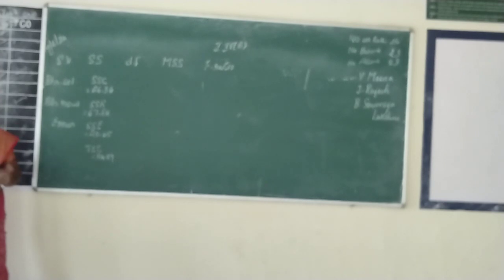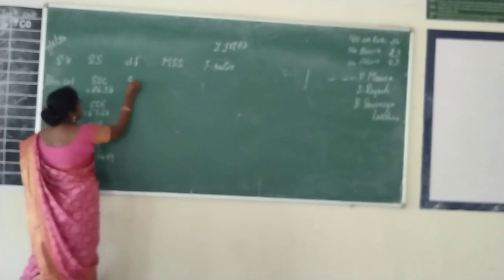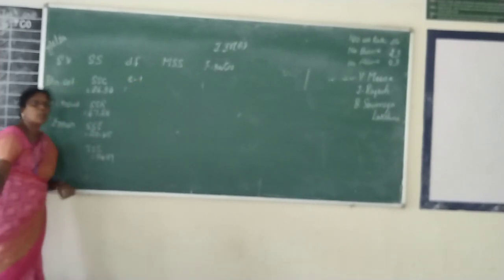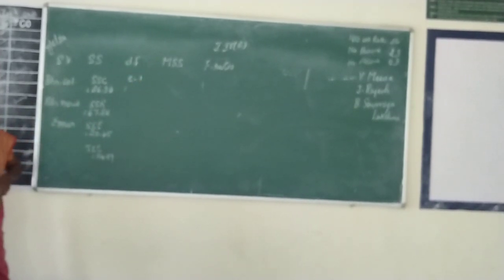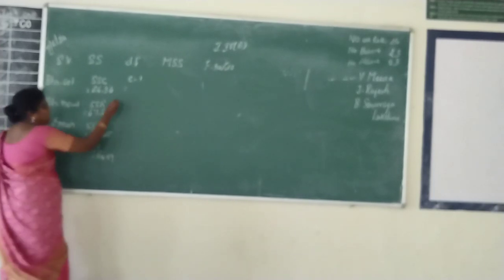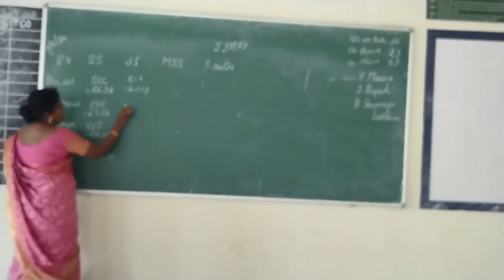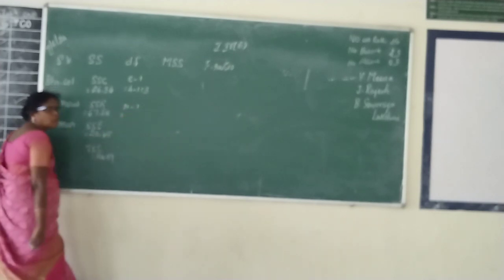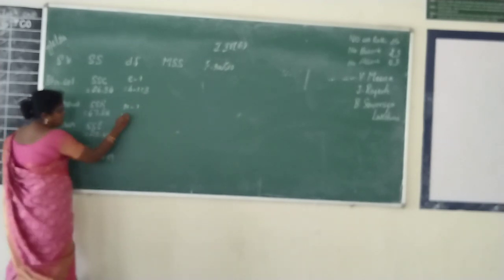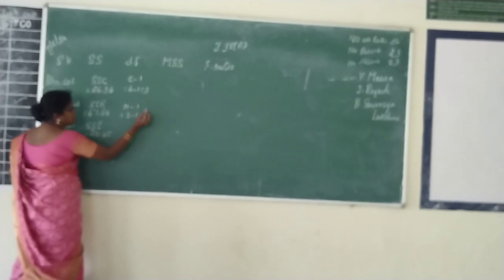That you have to do it by yourself. Okay, degrees of freedom, C minus 1. How many columns are there? 4. So 4 minus 1 will be 3. Row, R minus 1. So how many rows are there? 3. So 3 minus 1 will be 2.